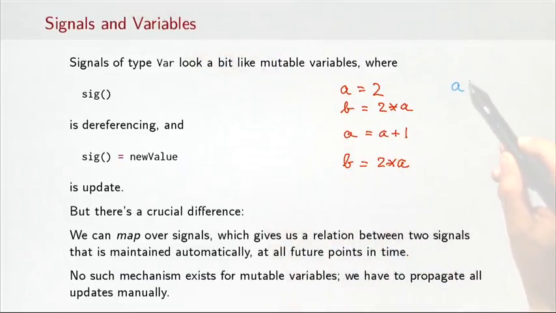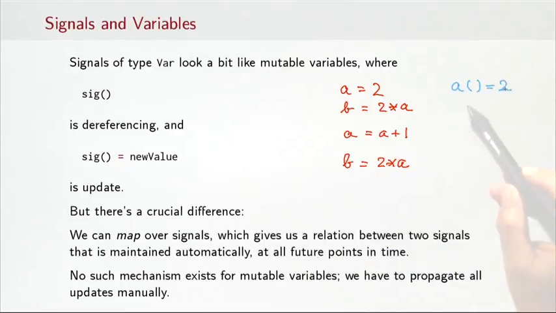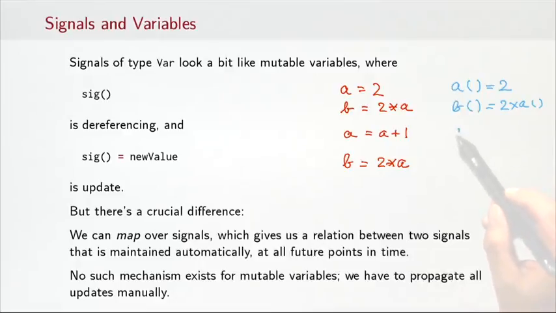So we would have a signal a, which is assumed to be a var signal, constant 2. The signal b is assumed to be 2 times a, and that assignment would establish already essentially the relationship between b and a forever in the future. So if now a is defined to be 3, then the signal b would be automatically updated to 6.